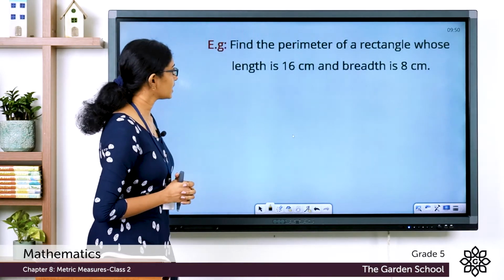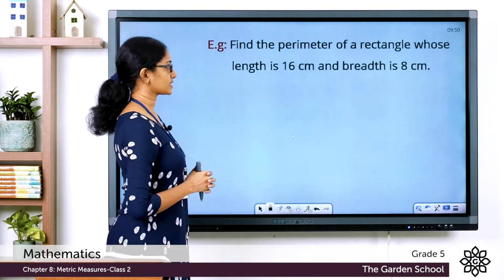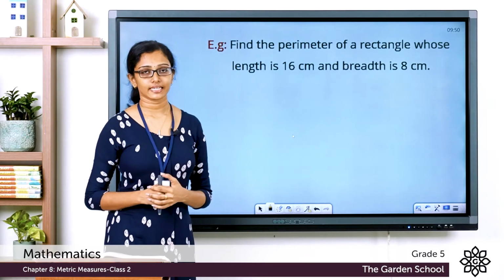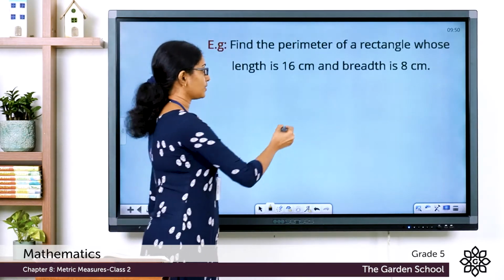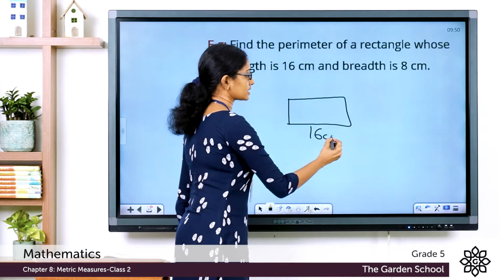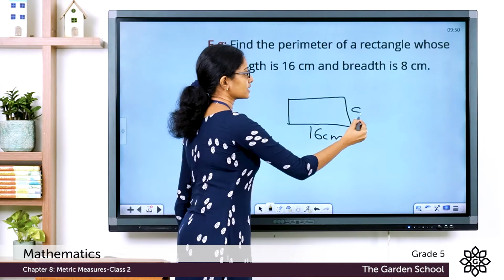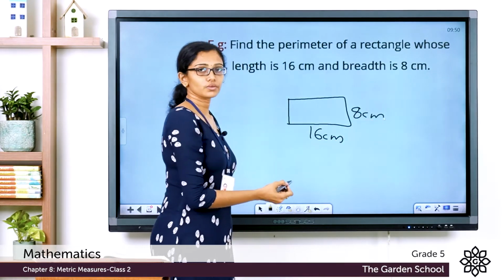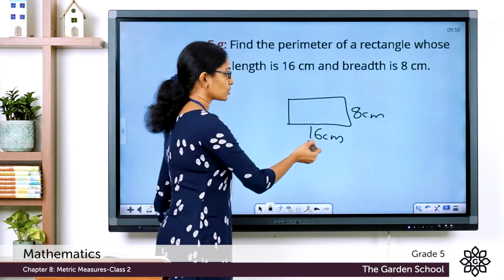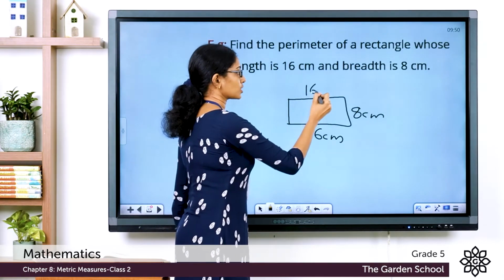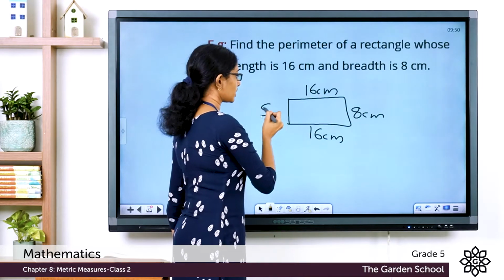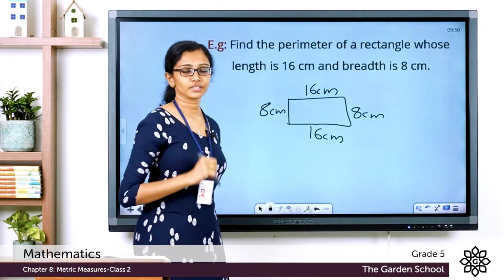So, you have got a question here. Find the perimeter of a rectangle whose length is 16 centimeter and breadth is 8 centimeter. So, what is the question? You have a rectangle, the length is 16 centimeter and the breadth is 8 centimeter. A rectangle has sides which are equal on opposite sides. So, 16 centimeter here, here also it would be 16 centimeter, and 8 centimeter here, here also it would be 8 centimeters.